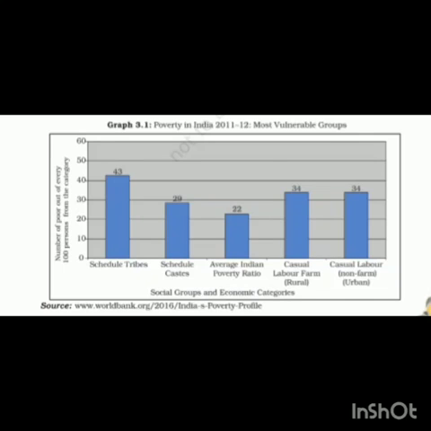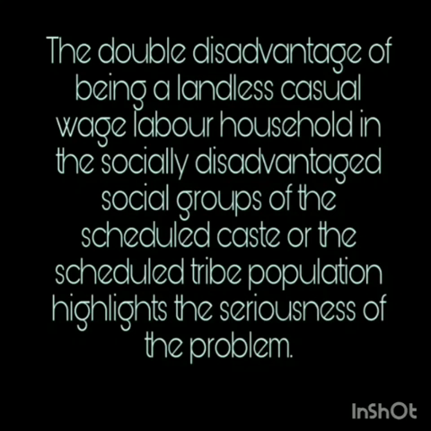Similarly, 34% of casual workers in urban areas are below the poverty line. About 34% of agricultural labor households in rural areas and 29% of scheduled castes are also poor. Now, the double disadvantage of being a landless casual wage labor household in the socially disadvantaged groups of the scheduled caste or the scheduled tribe population highlights the seriousness of the problem.